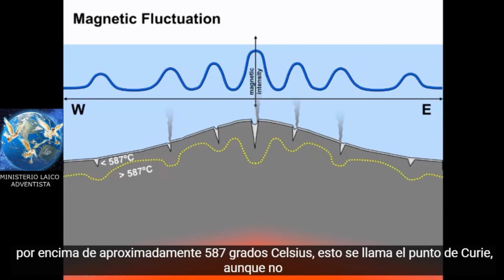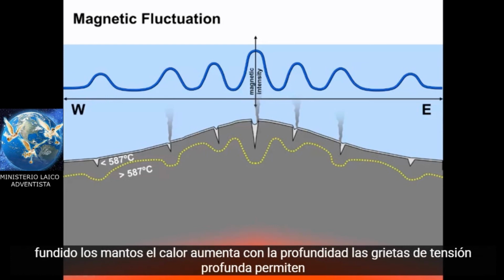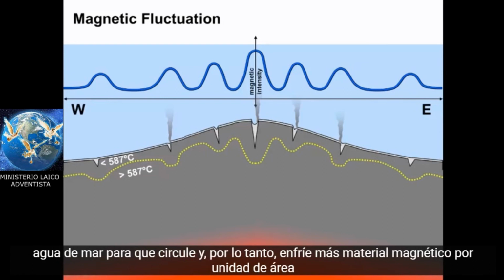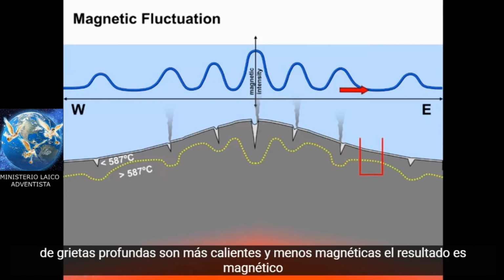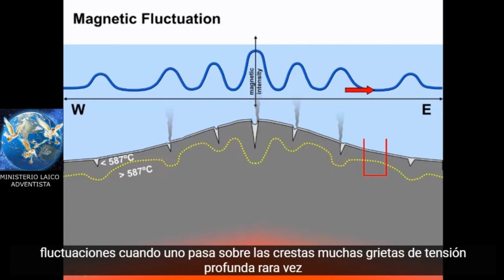Although not molten, the mantle's heat increases with depth. The deep tension cracks allow seawater to circulate and therefore cool more magnetic material per unit area near a crack. So areas near the deep cracks are more magnetic, while areas far from deep cracks are hotter and less magnetic. The result is magnetic fluctuations as one passes over the ridge's many deep tension cracks.